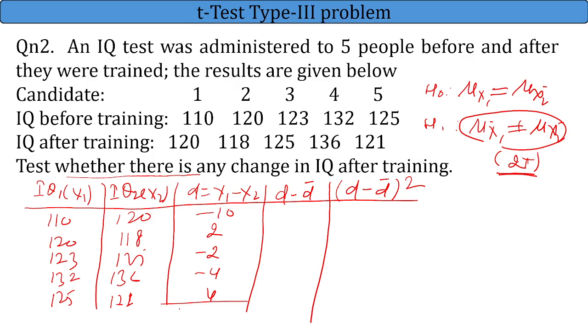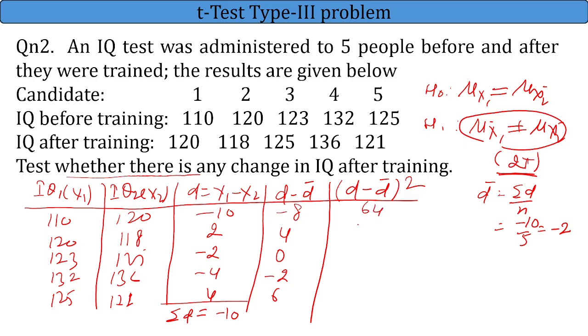Now the summation of d will effectively become minus 10. So what will d bar be? Minus 10 upon 5 becomes minus 2. Now d minus d bar: minus 2 minus (minus 2) becomes 0, and so on. Just see how it came: we have 10 minus minus 2, so effectively 10 plus 2, so it becomes 8. Like this it will go. I just applied the formula, giving the values 64, 16, 0, 4, 36.